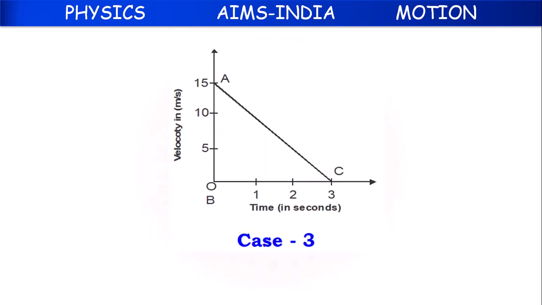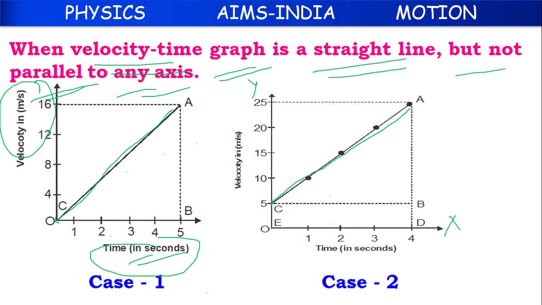In this case, and again case 3, starting from some other point and velocity is decreasing, which means the slope is negative. So we have 3 cases. When the velocity-time graph is a straight line, what is the situation? What will be the slope? What will be the area? And what will be the acceleration and displacement? Let's check once.